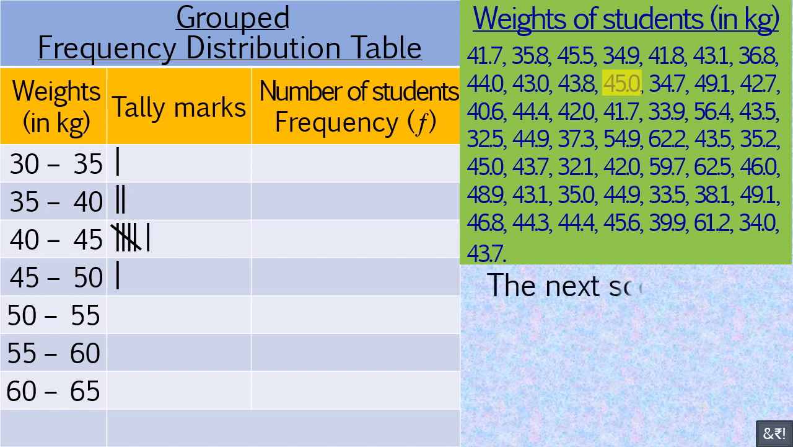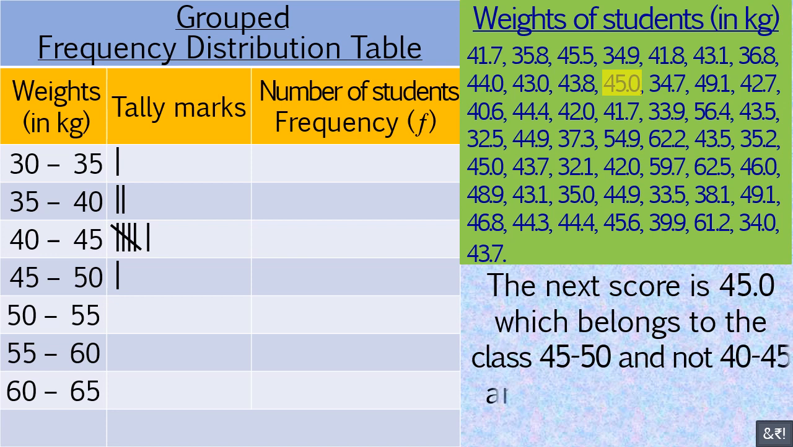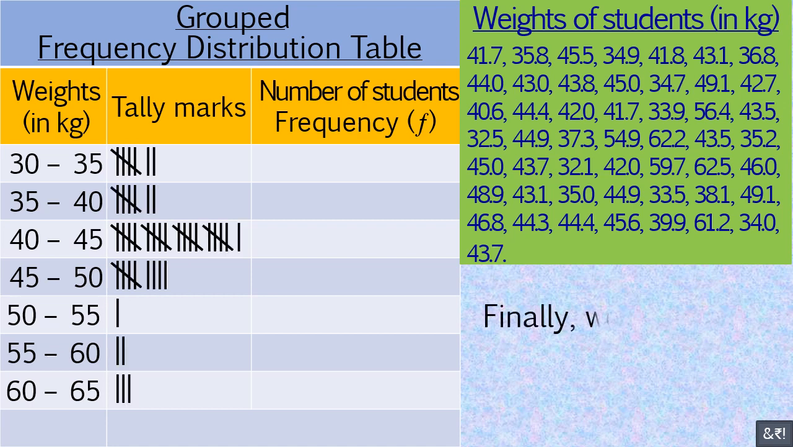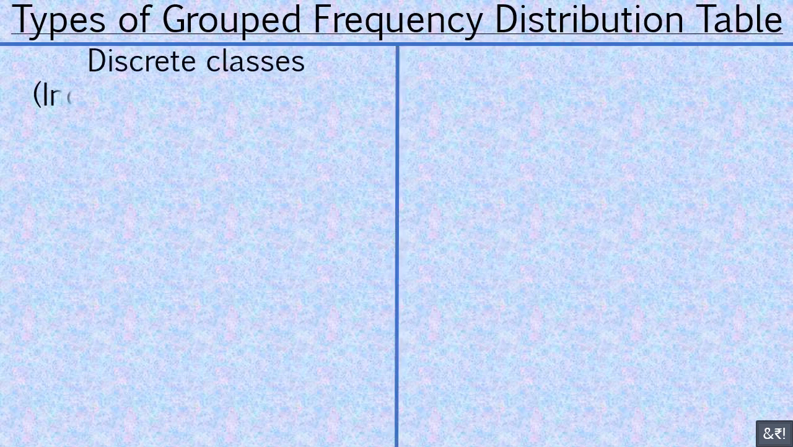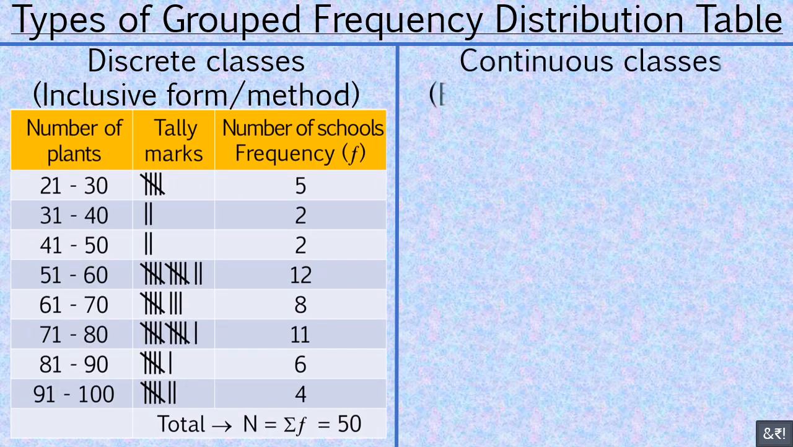The next score is 45.0, which belongs to the class 45 to 50 and not 40 to 45, and in this way for the remaining scores. Finally, we add up the frequencies to get the total as 50. Types of grouped frequency distribution table: discrete classes, inclusive form method, continuous classes, exclusive form method.